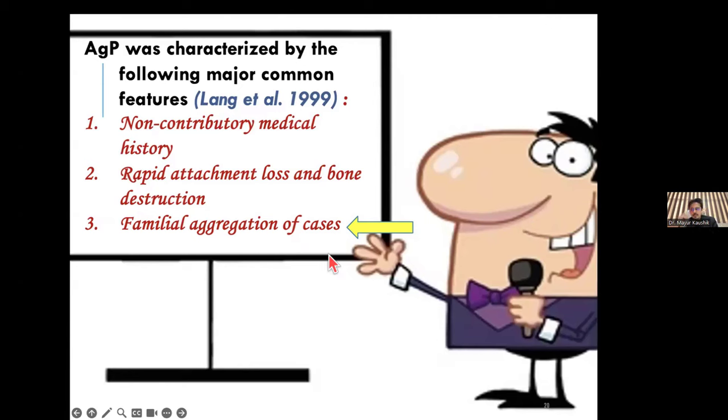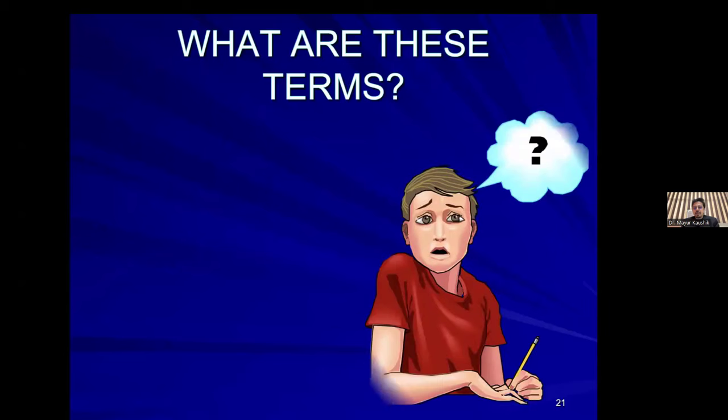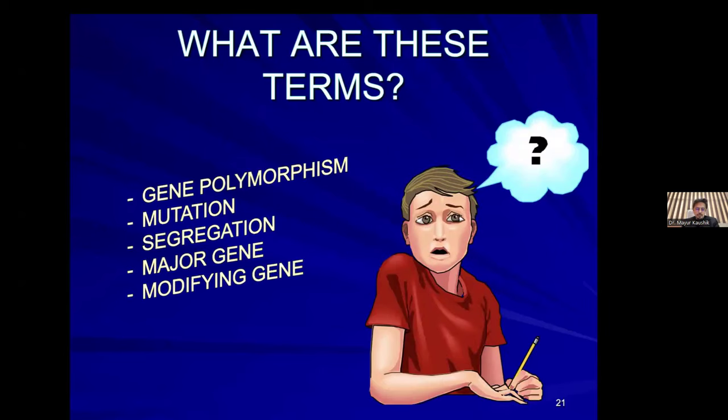So now the problem is solved. The question is cleared. Gingivitis doesn't have much of a genetic component. Periodontitis definitely has a genetic component. In that also we have mainly aggressive periodontitis which has a genetic component. But the issue is the moment we come across terms like gene polymorphism, mutation, segregation, major gene, modifying gene, etc., that is where we tend to get confused. So the rule is simple. We have to start with the basics and then move on to slightly advanced stuff.